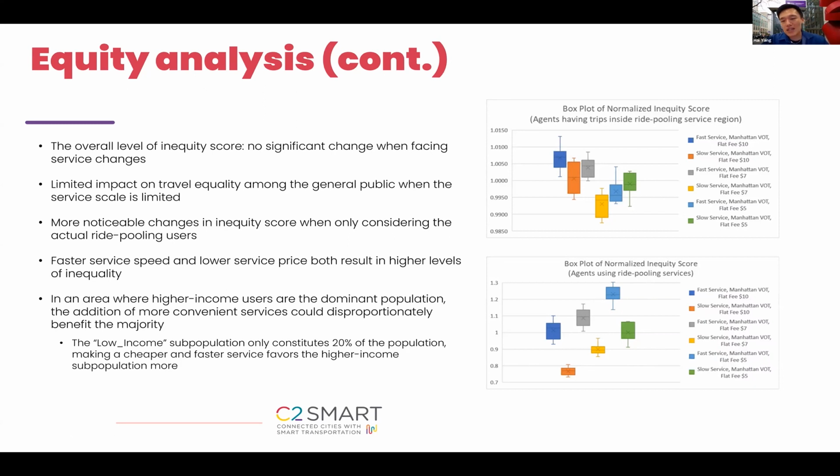inequity. Why is that? Because in our population file, there are many more people actually in the higher income group. So the benefit will lean towards them. So if there's a better service, everybody will use it, but the bigger group will benefit more. So that's why it's happening.